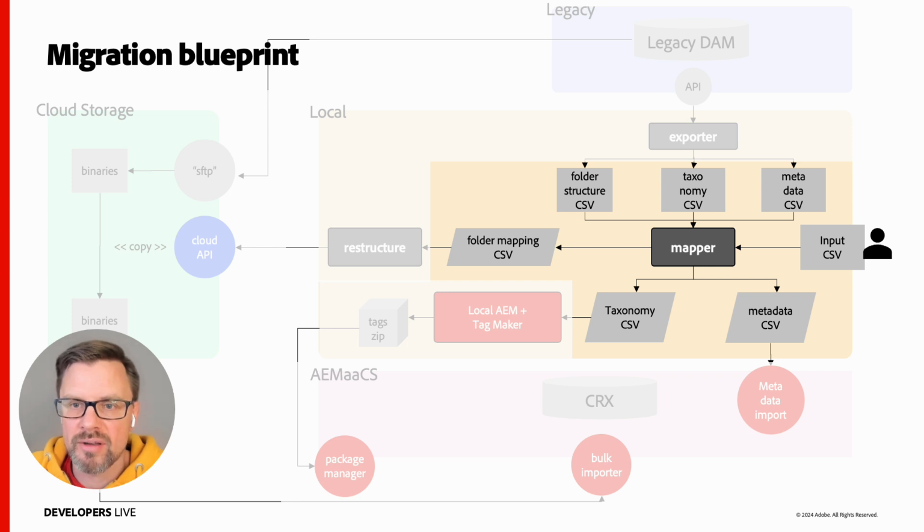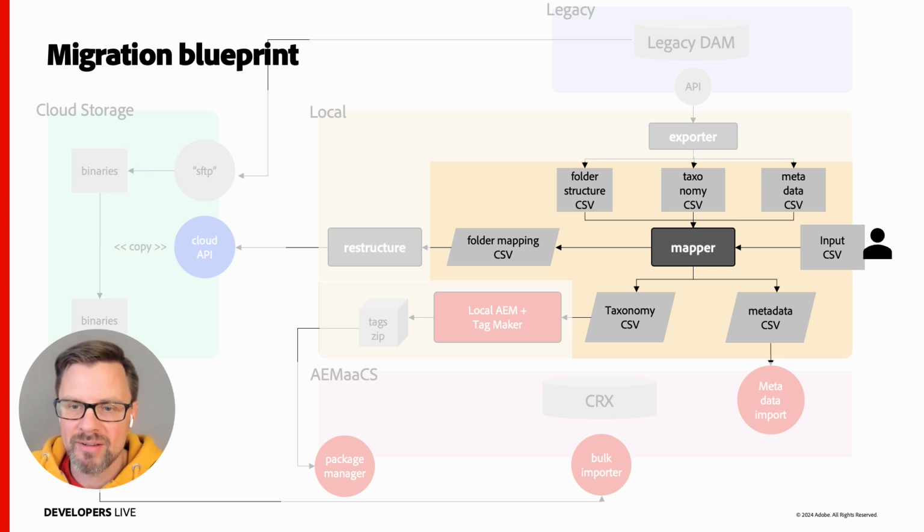These CSV files are then ingested by another script, or better, a set of scripts that maps the data according to defined business rules. Here we can also incorporate business input, such as metadata mapping files or a list of folders to be deleted. The mapper scripts generate three artifacts: a folder mapping file for building or restructuring the folder hierarchy for AEM, a taxonomy file containing all tags required in AEM, and an asset metadata file.